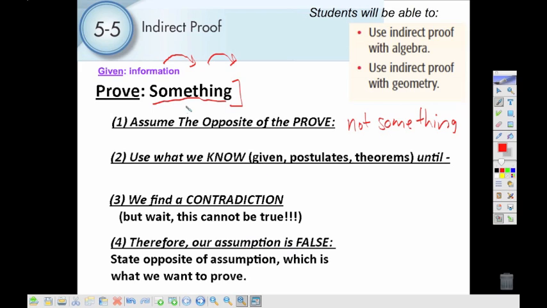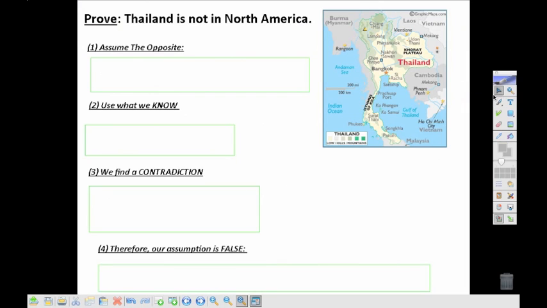And so if what we assume is false, then whatever our assumption was, the opposite of that, or the something, has to be true. So we assumed not something was true. We showed there's no way that that could possibly be the case, and so the opposite of that, or the something, would be true. Okay, as an example of that, let's look at this proof.